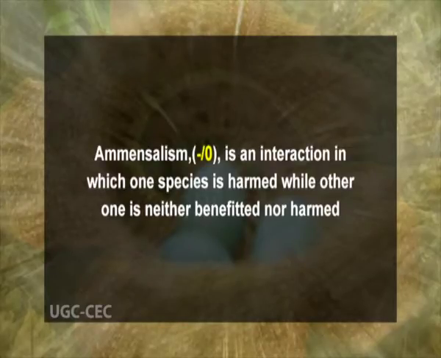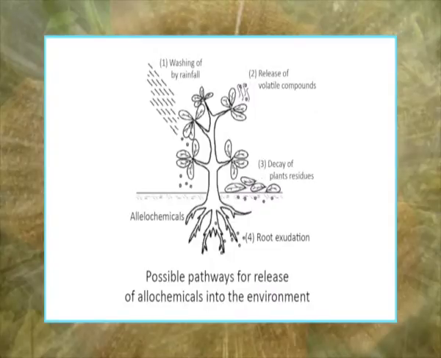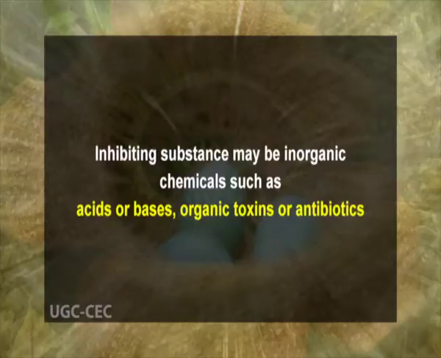Amensalism, represented as negative-neutral, is an interaction in which one species is harmed while the other one is neither benefited nor harmed. Amensalism, which commonly involves some type of chemical interaction by which the organisms of one species affect the well-being and growth of individuals of another, is called allelochemic. The inhibiting substance may be inorganic chemicals such as acids or bases, organic toxins or antibiotics.